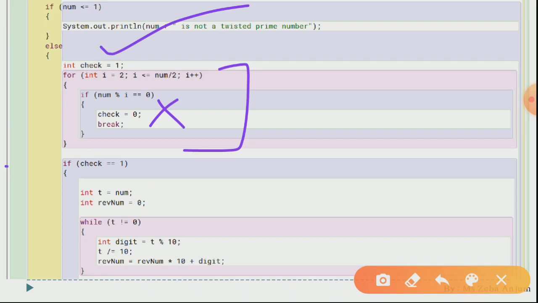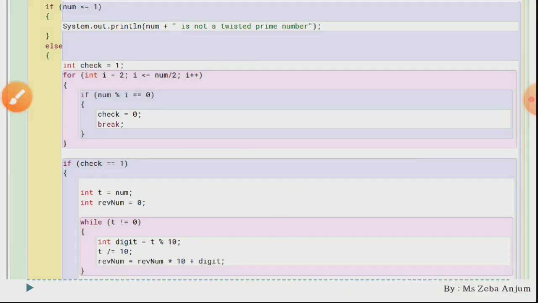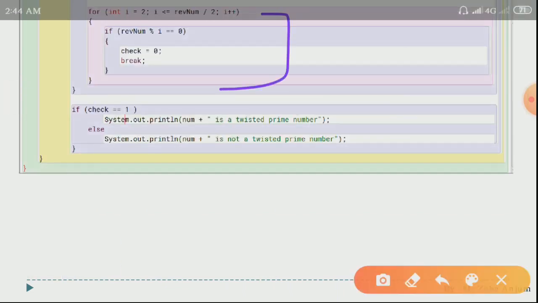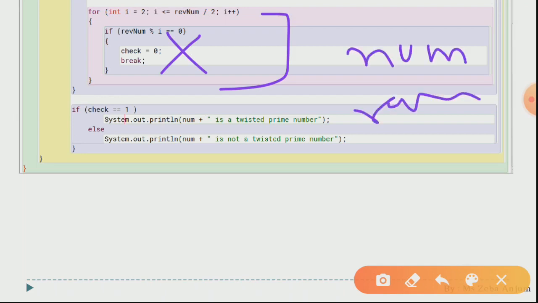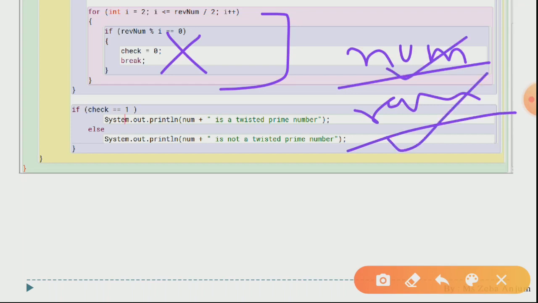So here we will check if your check equals 1, then afterwards we are going to find out the reverse of the number. From here you found the reverse of the number, and when you got the reverse, you also checked whether the reverse is prime. If your reverse number is not prime, your check would become zero, but if your check equals 1 is still present, then it means your number as well as your reverse number, both these things are prime, and if your number and reverse number both are prime then it is said to be a twisted prime number. So the same we are going to check over here also. I hope the code is clear.